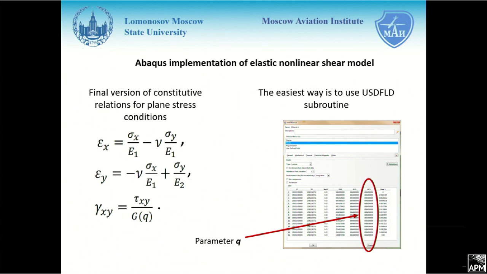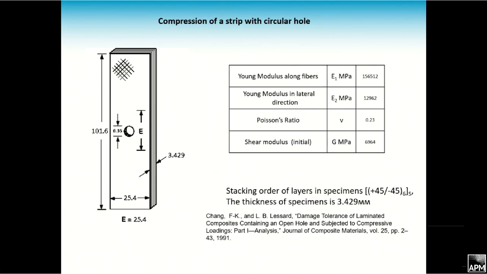This model was introduced into Abaqus, and numerical simulation was carried out for the strip with open hole. The strip is made of composite materials with graphite fibers and epoxy matrix, and having plus minus 45 degrees lay-up structure. All the material properties were determined on the base of the tests of standard specimens under different loading conditions.